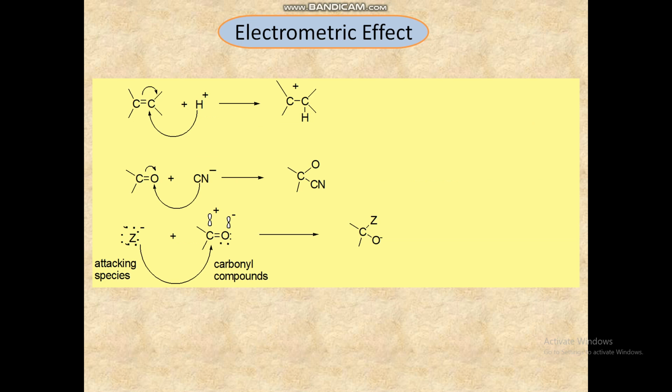The electromeric effect is of two types, depending upon the direction of transfer of the electron pair. First is the positive electromeric effect, when the electron pair moves towards the attacking reagent, for example, addition of acids to alkenes. Next, the negative electromeric effect, when the electron pair moves away from the attacking reagent, for example, addition of cyanide ion to carbonyl compounds. In the positive electromeric effect, the pi electrons of the multiple bond get transferred to the atom to which the reagent gets attached.